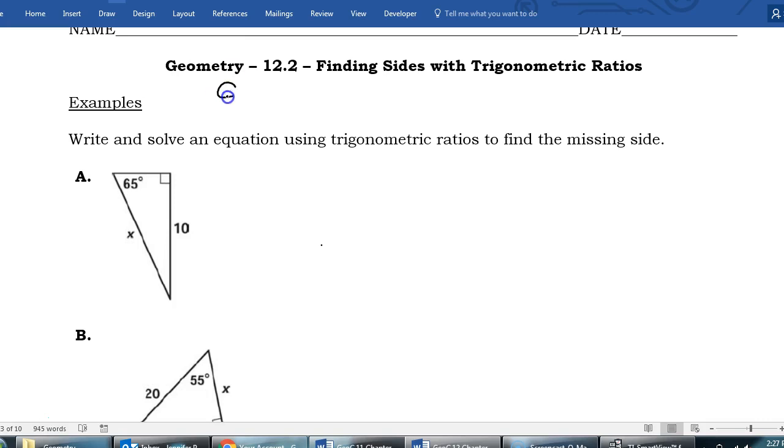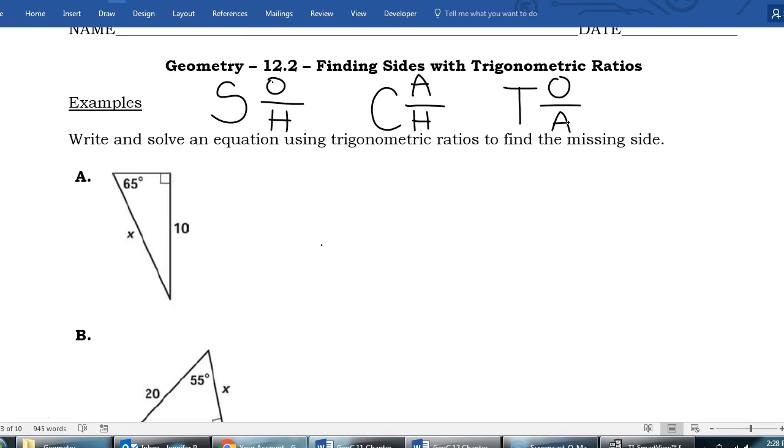The first one we talked about was sine, and we said the sine ratio was the length of the side opposite from the angle, divided by the hypotenuse. The second ratio was the cosine ratio, the length of the side adjacent to the angle divided by the length of the hypotenuse. And the third ratio was tangent, the length of the opposite side from the angle divided by the length of the adjacent side to the angle. So I write SOHCAHTOA as a little shortcut to help you remember my ratios.